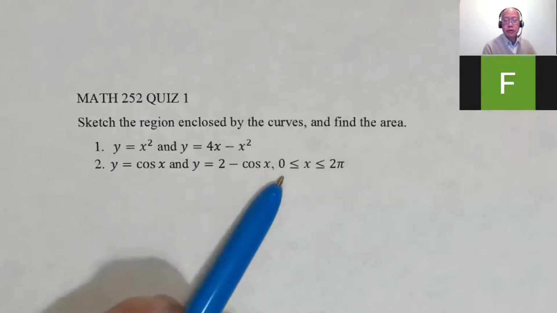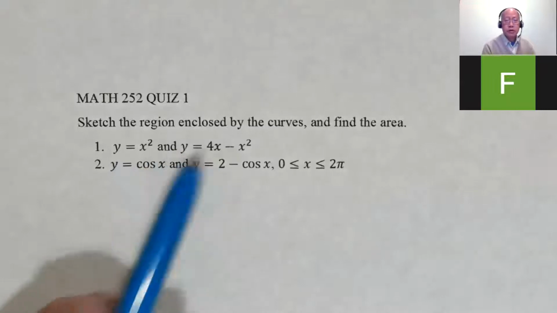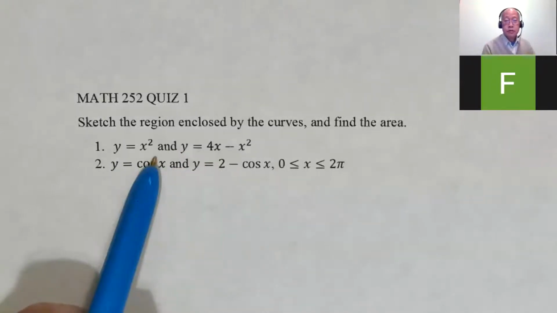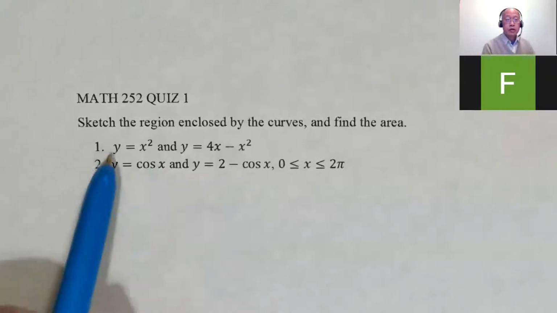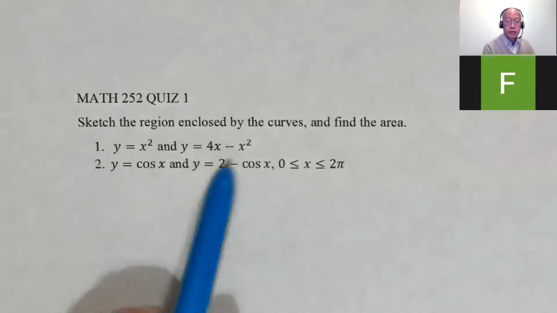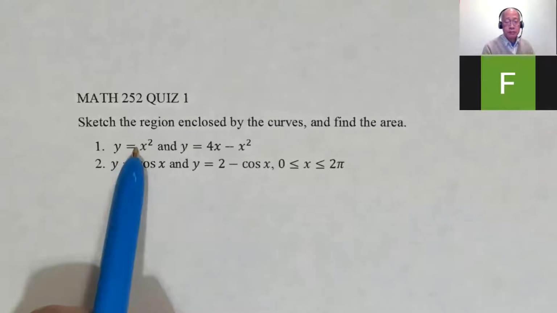Now notice for number 2, they tell you to go from 0 to 2 pi. They don't tell you this, so you have to figure out what the limits are. That's sort of like what we did yesterday. You should know what this looks like. I'll give you a hint. This one has a minus, and that one's a plus, obviously, right?